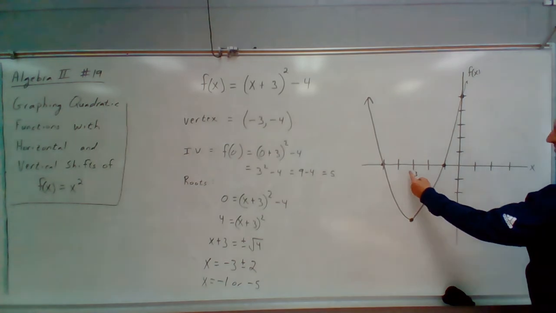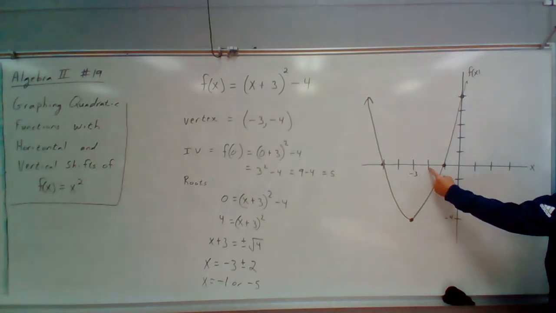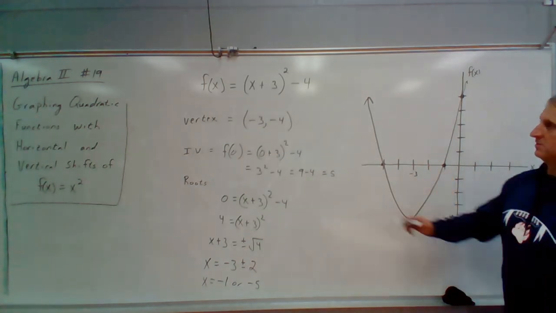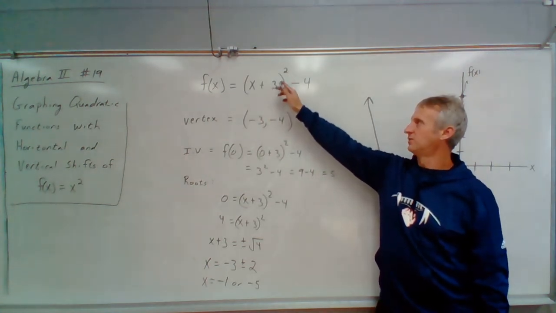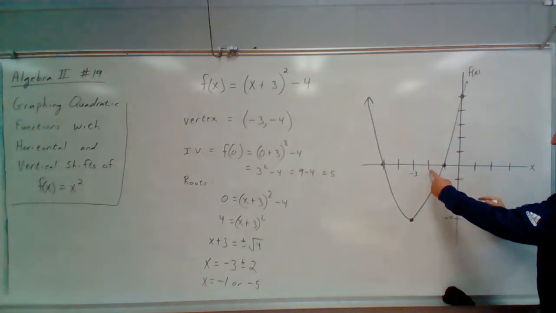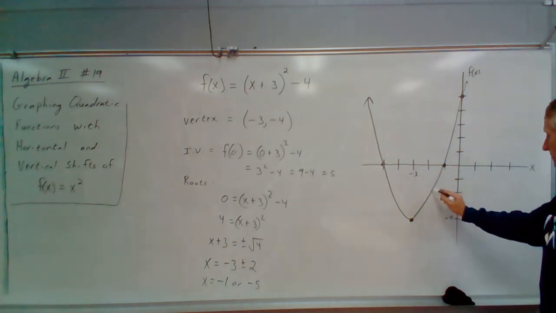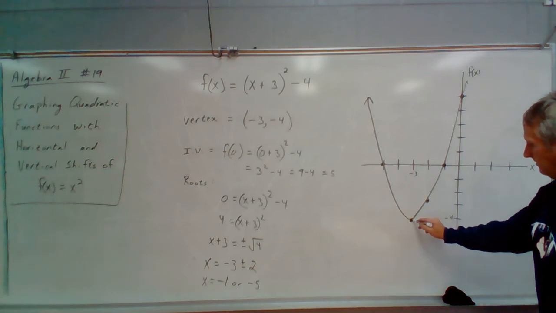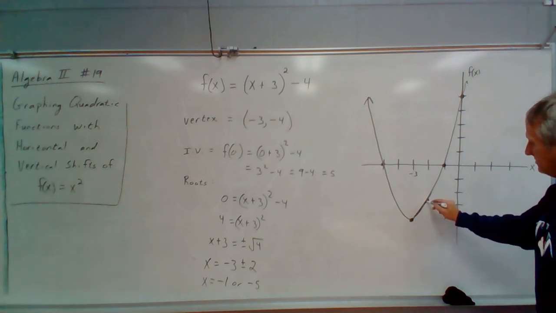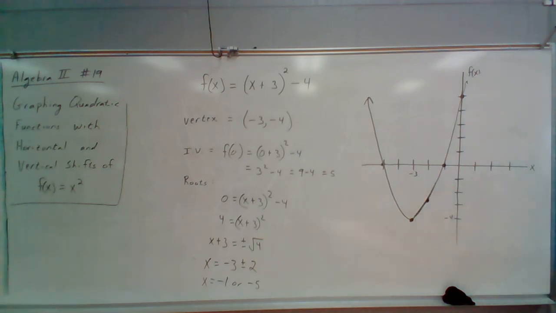Let's plug in maybe negative 2. If I put in negative 2, negative 2 plus 3 is 1. 1 squared is 1. 1 minus 4 is negative 3. So if I put in a negative 2, I should get a negative 3. And if I could draw a really good parabola, I would have hit that dot, so it's right where it should be.